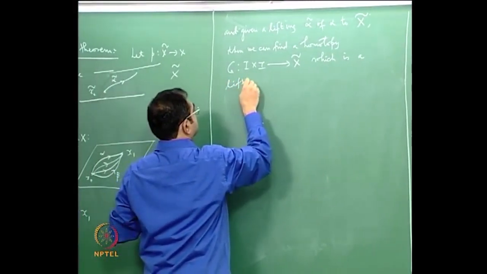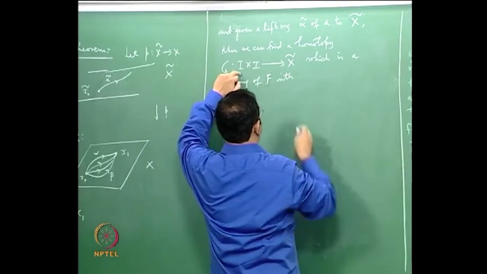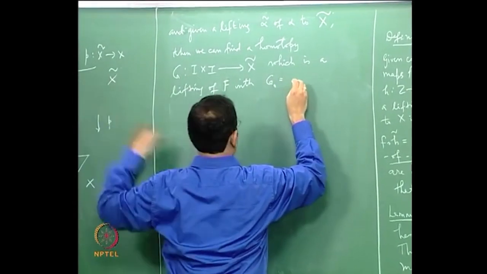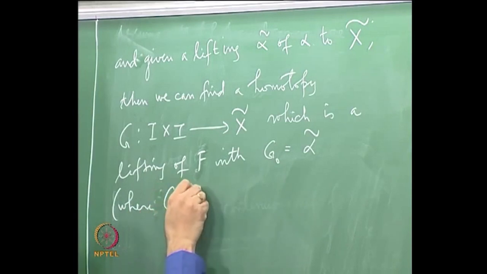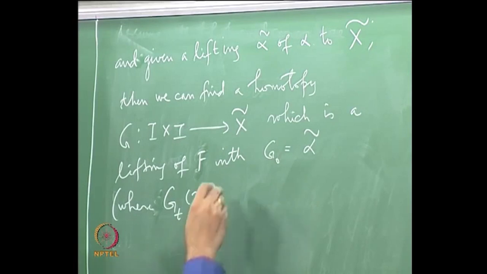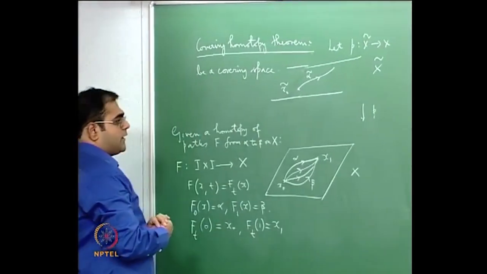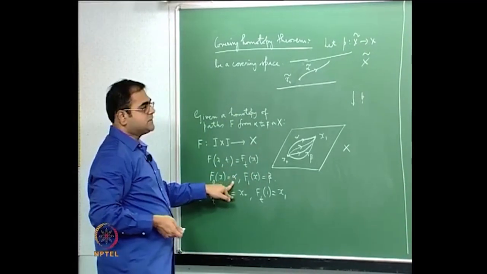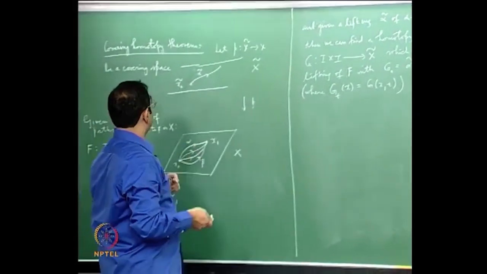with G0 equal to alpha tilde, okay, where of course G sub T of x is G of x comma T. So when you put T equal to 0, you get G 0 of x, and G 0 of x lies above F 0 of x, which is alpha, and G 0 is just alpha tilde, okay.